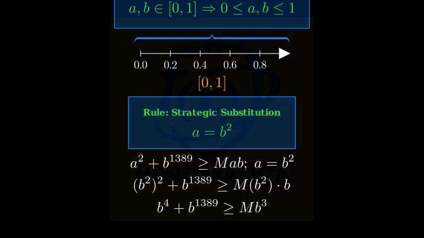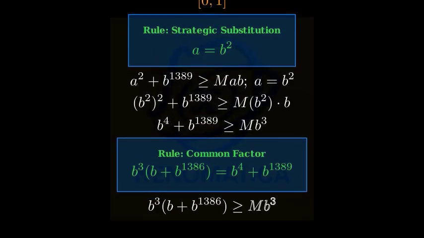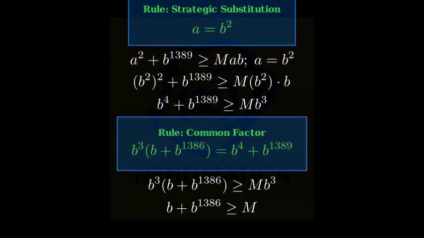Now, we'll factor out b cubed from the left side. This gives us b cubed times the quantity b plus b to the power of 1386 is greater than or equal to m times b cubed. Since we're assuming b is positive for this analysis, we can divide both sides by b cubed. Now comes the key insight.